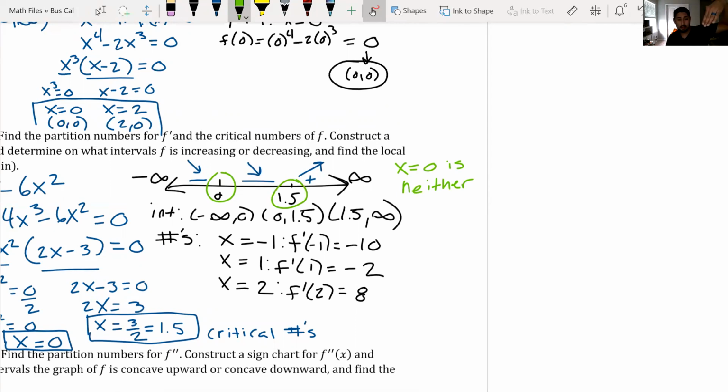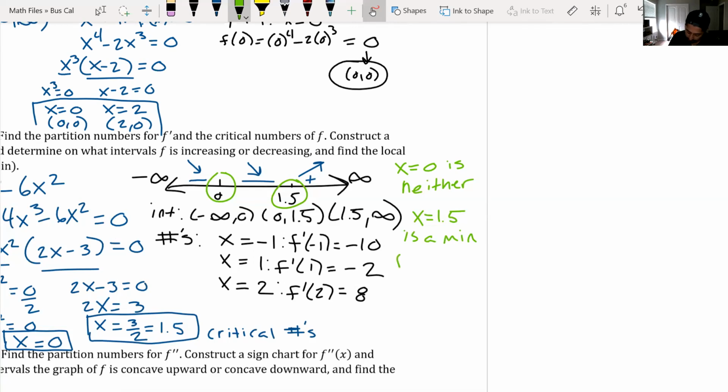Then we look at 1.5. We decrease and then increase. And if you remember, if you decrease and increase, this means that 1.5 is a minimum. Okay. Now, since we have a minimum at 1.5, we are going to take 1.5 and plug it back into the original function. This will give us the exact placement, the exact point of where that minimum is.